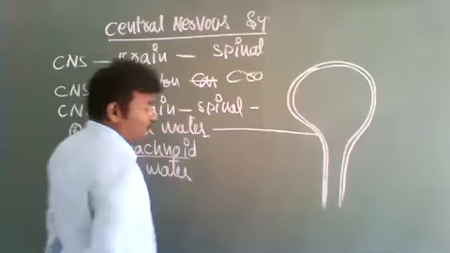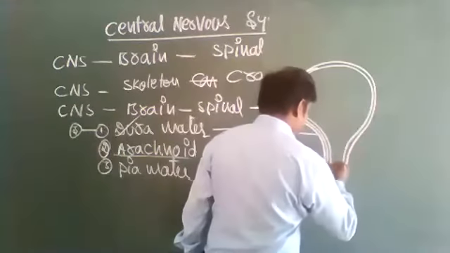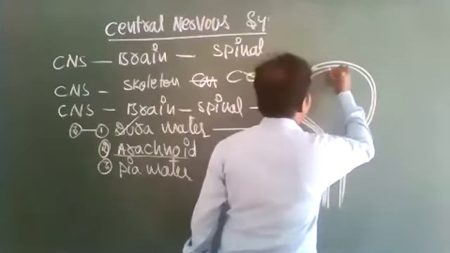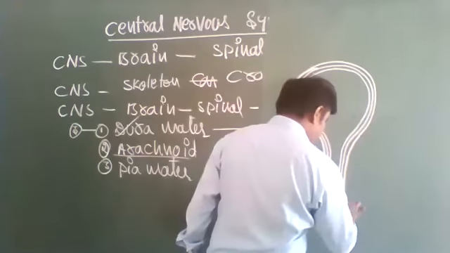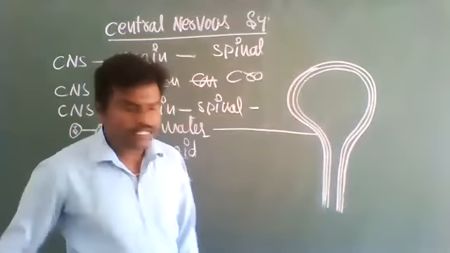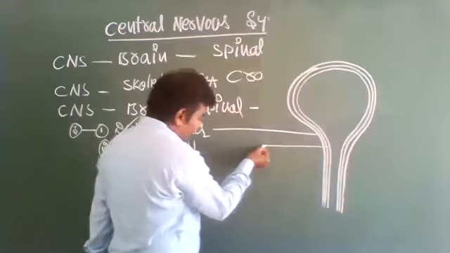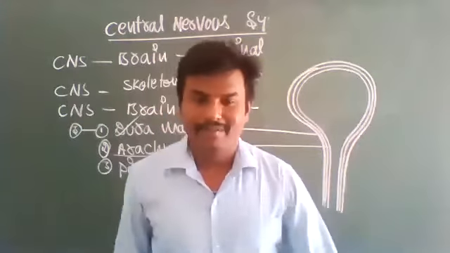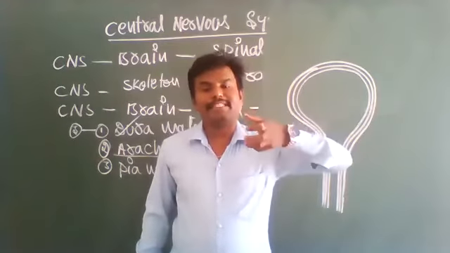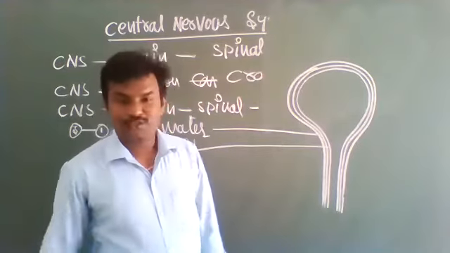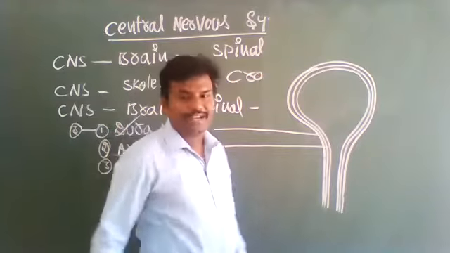Next, the connective tissue membrane called the arachnoid membrane. See, in between these two, the membrane is called the arachnoid membrane. It is the middle part. It is present inside of the dura mater, in between the dura mater and pia mater.